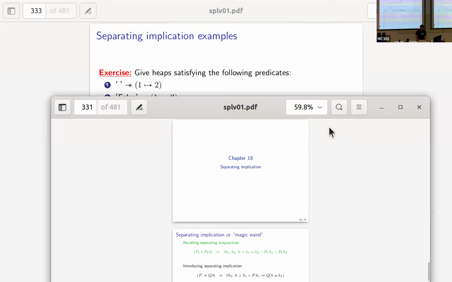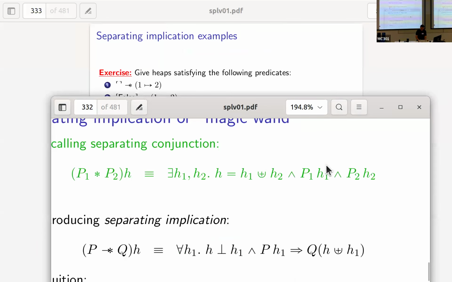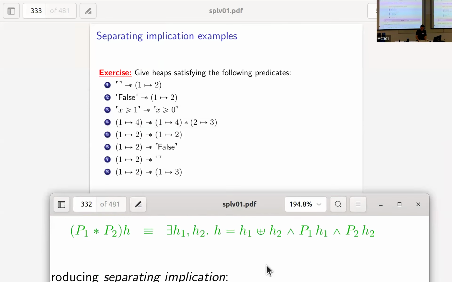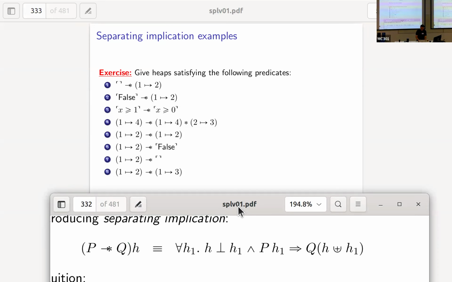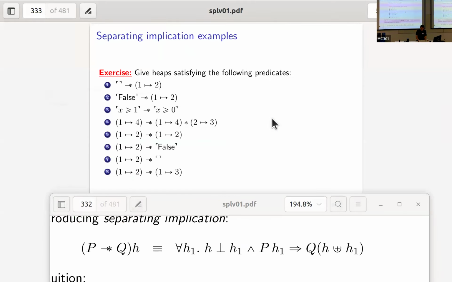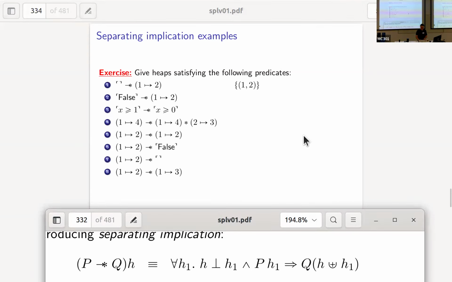What are some heaps that satisfy the following predicate? The first one: a pure fact implies 1 points to 2. The simple heap, 1 points to 2. Again, I'm mixing up ints and locations. They are basically the same. If you want to do things properly, you have to distinguish, but remember that on a machine, those two things are the same. So it makes sense either way.